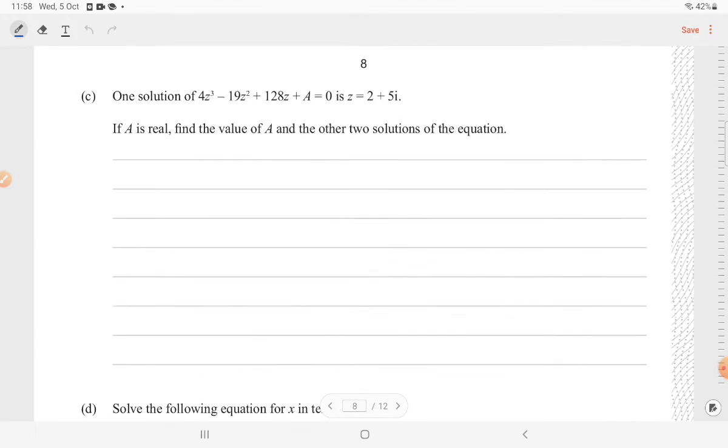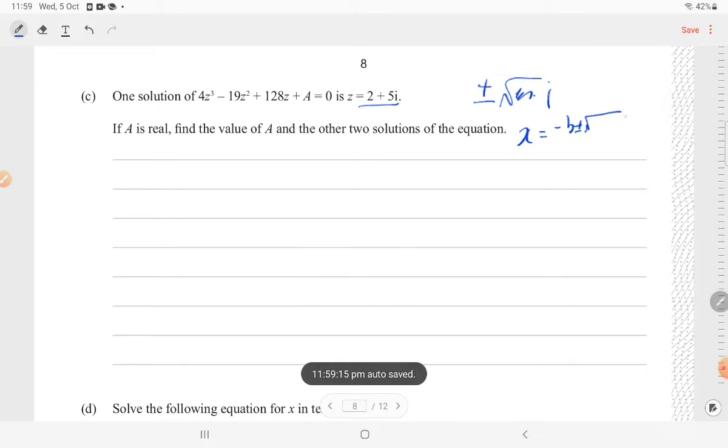Page 8, so just 3 more questions. One solution. Okay, so with a complex solution, there always has to be the conjugate, because of the square root. In x equals negative b plus or minus square root of b squared minus 4ac all over 2a, the discriminant will be negative, so it will create an i and a conjugate pair. So whenever a root is complex, its conjugate must also appear.